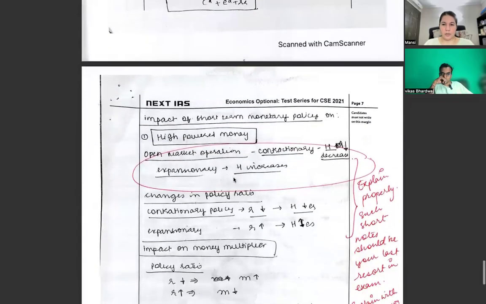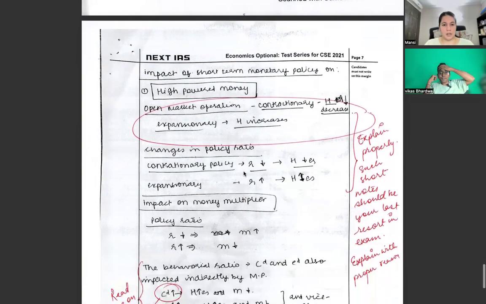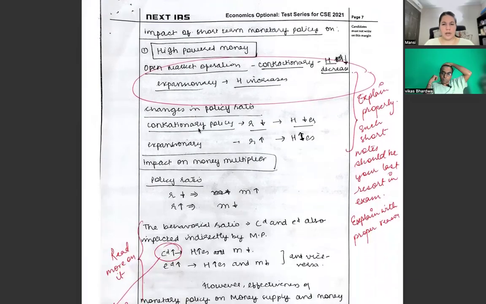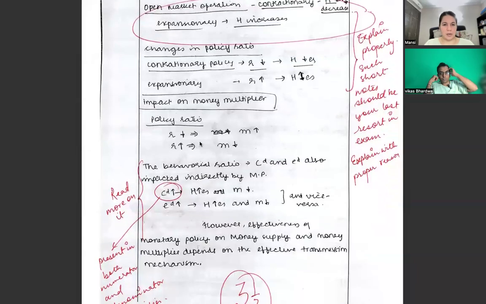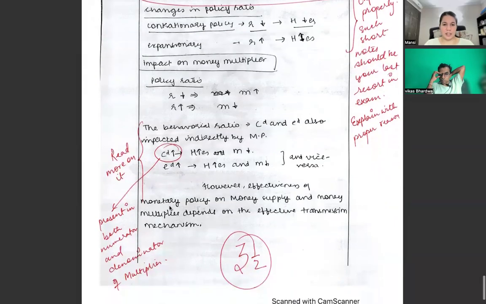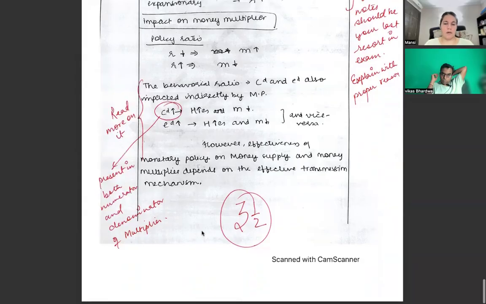Impact of short-term monetary policy on high-powered money: through open market operations, contractionary monetary policy reduces high-powered money. Under expansionary policy, it will increase high-powered money. Changes in policy ratio: symbolically, the impact on the money multiplier. If the policy ratio R reduces, the money multiplier will increase. If R increases, M will fall. Behavioral ratios CD and ED are also impacted indirectly. However, the effectiveness of monetary policy on the money supply and the money multiplier depends on the effective transmission mechanism.